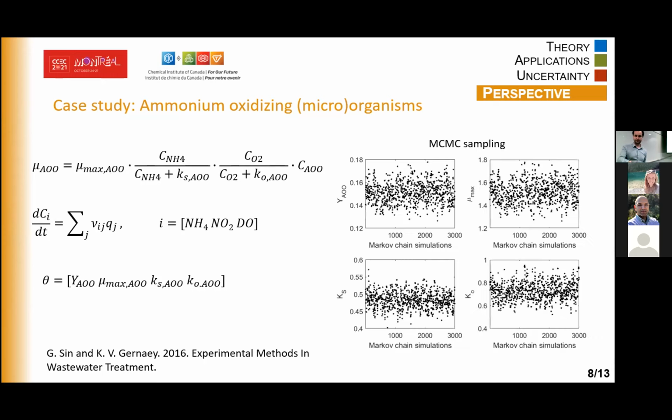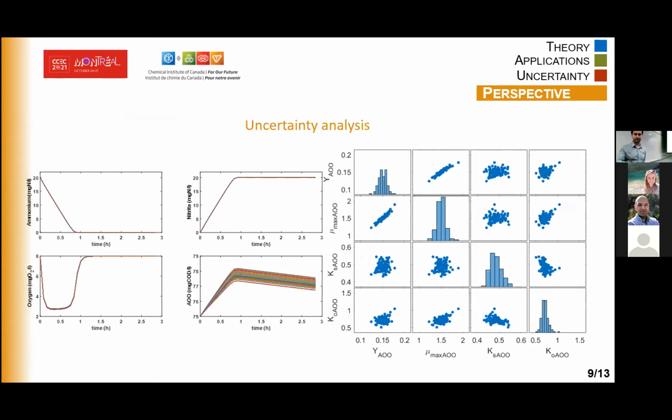As parameters, we are considering 4 of them: the yield of the biomass, the Mumax, and the 2 coefficients we discussed earlier. So we repeat a Markov chain Monte Carlo sampling on these parameters. Here you can see how the sampling works, and in this case as well, we of course reject part of these samples.